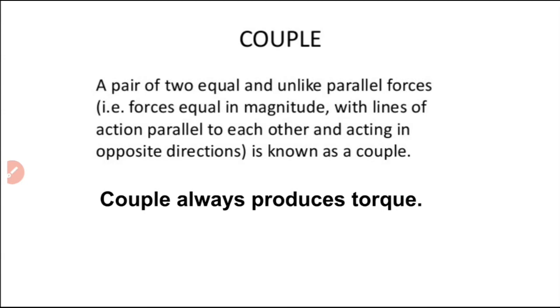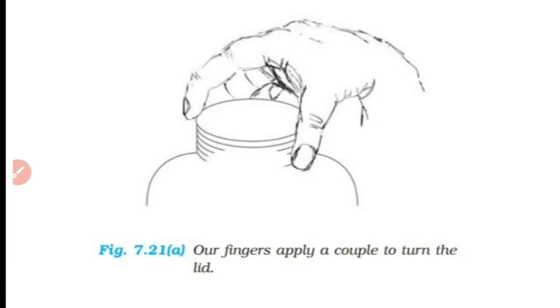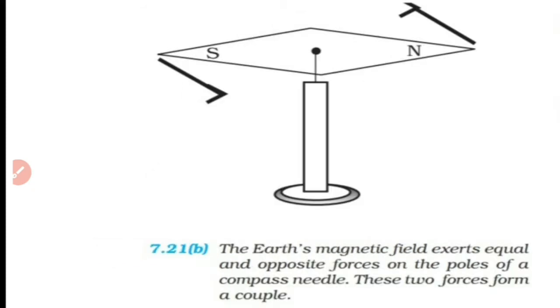An example for this couple is when we open the lid of a bottle. Actually with the fingers we are applying two forces which are in opposite direction. You can try with a bottle. With two fingers you are applying forces in just opposite directions, but their lines of action do not coincide. So such two forces constitute a couple, and the couple produces torque, and that's how the lid of the bottle is rotating.